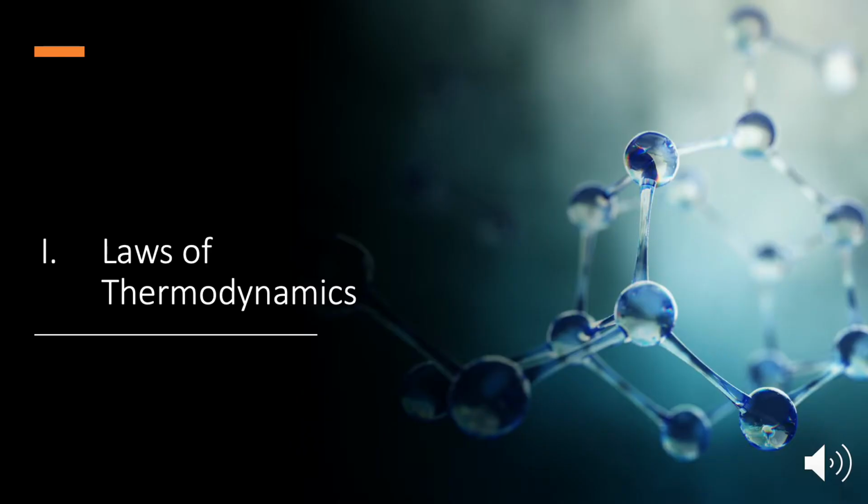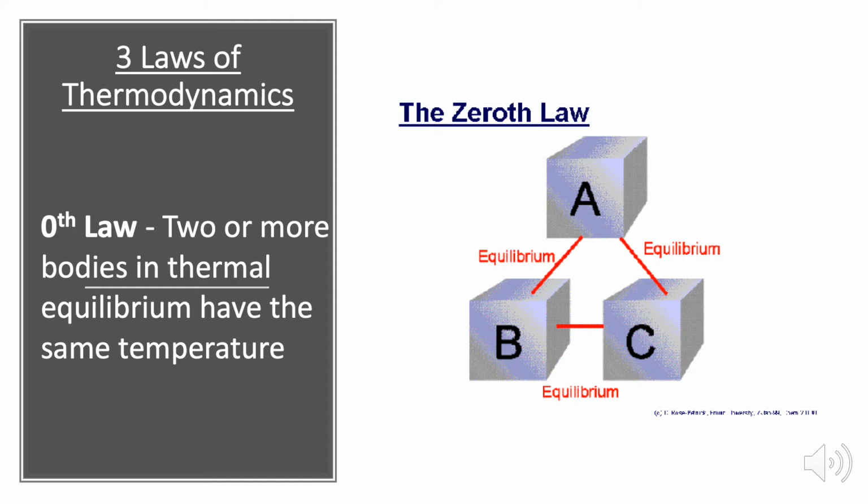Now let's learn the laws of thermodynamics. There's four of them. But the first one's not actually called the first law of thermodynamics. The first law is called the zeroth law of thermodynamics. And what this means is that two or more bodies in thermal equilibrium have the same temperature. So, if object A and object B are in thermal equilibrium, they have the same temperature. If object A and object C are in thermal equilibrium, they have the same temperature. If objects A, B, and C are all in thermal equilibrium, they all have the same temperature. So the zeroth law just says that if you're at thermal equilibrium, you have the same temperature.